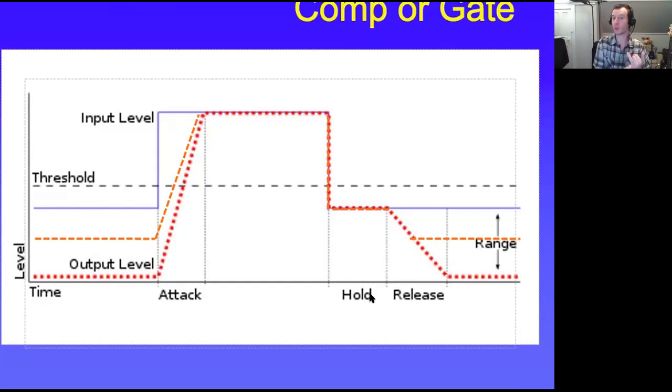We have a threshold point, which is when does the gate take effect? When does it open? We have an attack phase or attack time, which is how fast does the gate open. We have a release time, which is how fast does the gate close. We also have a hold time. A hold time is basically a buffer where you look at the signal and go, how long do I just keep the gate open to make sure, and then close it.